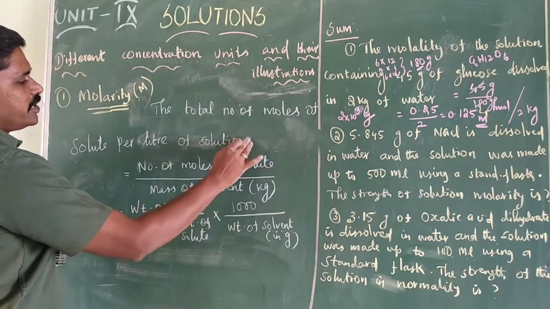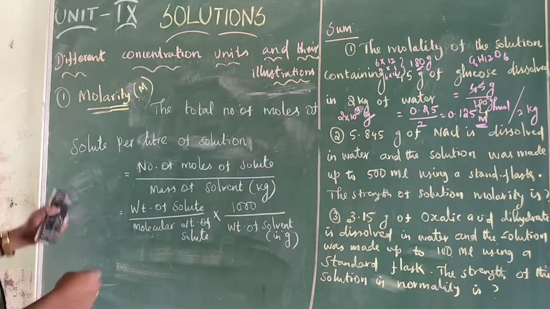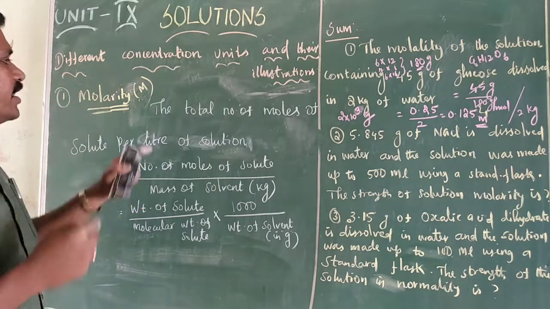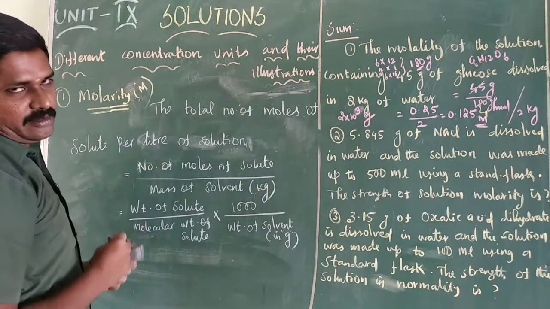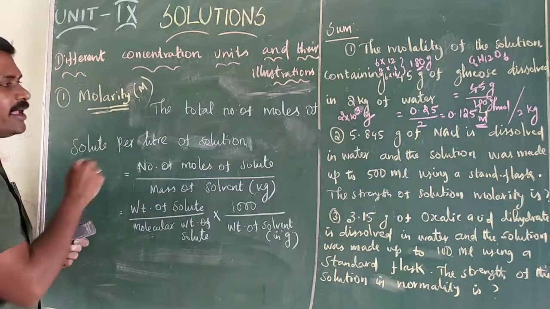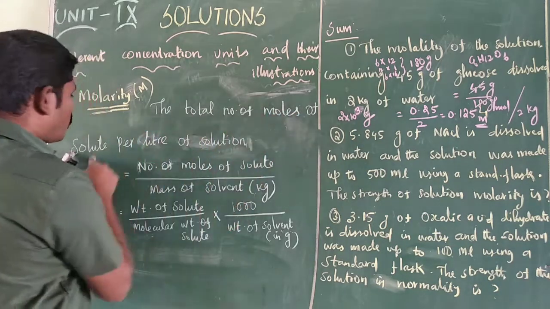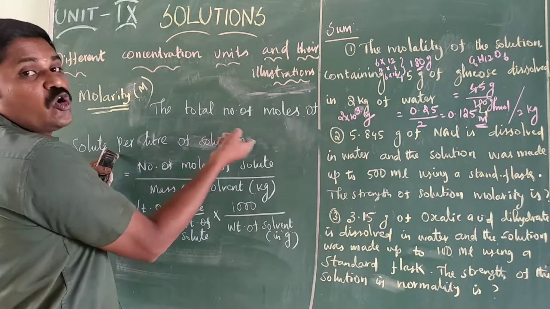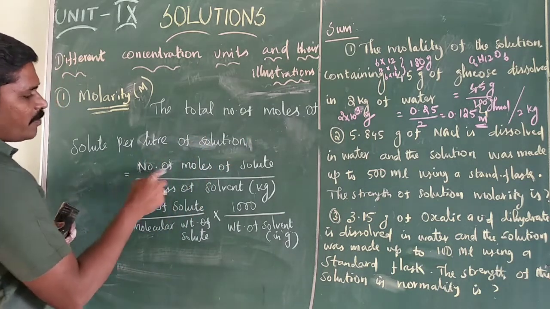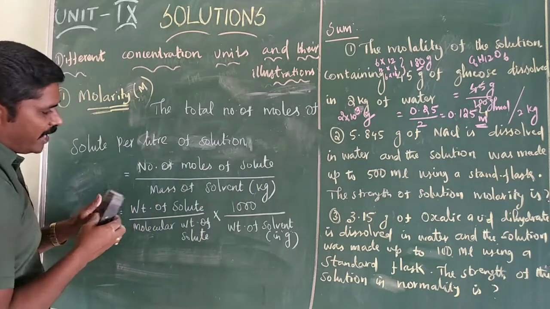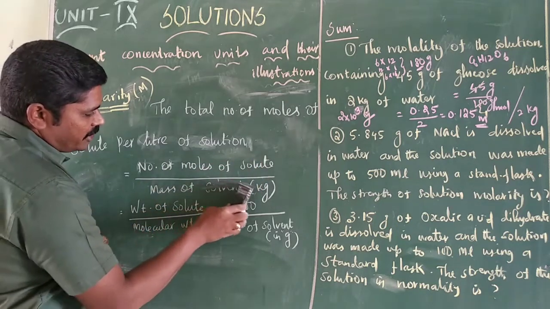So, molality is the total number of moles of solute per kilogram of solvent. Molarity is the total number of moles of solute per liter of solution. It is equal to the number of moles of solute divided by the volume of solution.